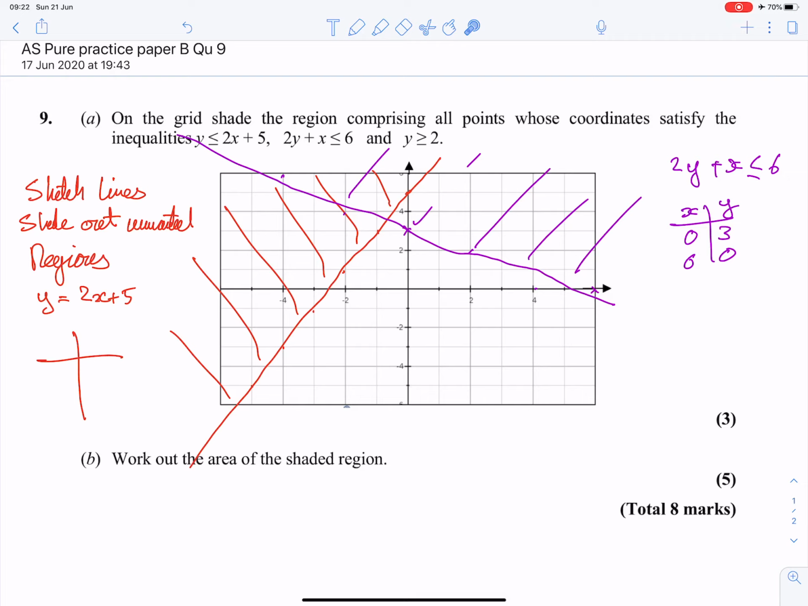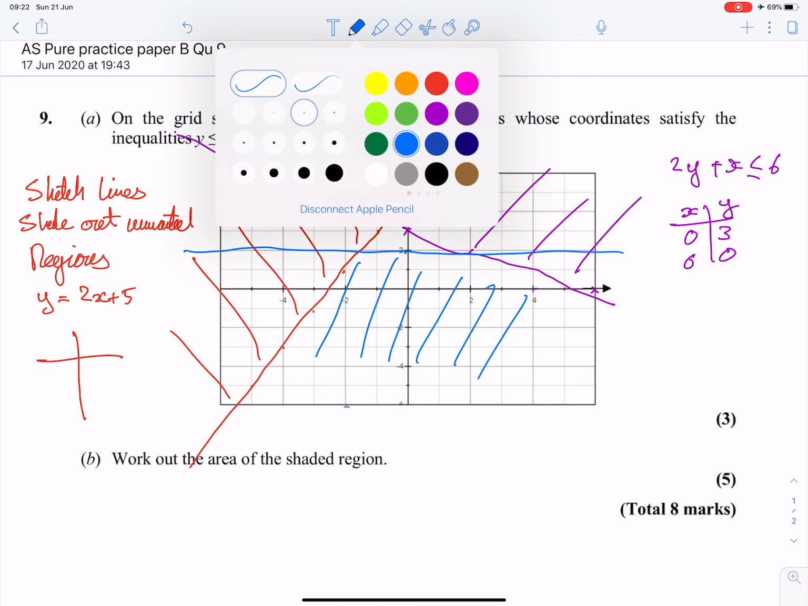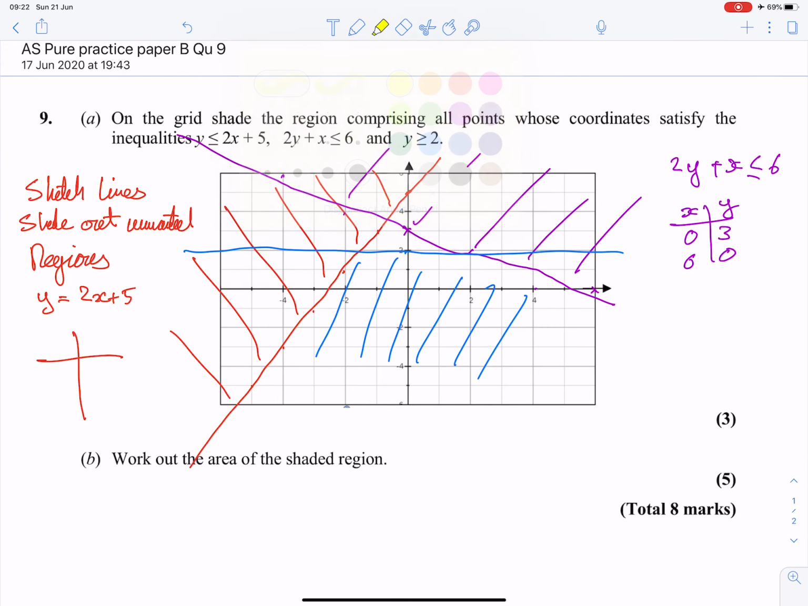Y is greater than or equal to 2. So y equals 2 is here. So the line that goes across is here. And we want the values that are greater than or equal to 2. So we're going to shade out a bit. So our wanted region, label it clearly. They've said shade it. Is this bit in here? I could make the highlight pen smaller, but you can see what I'm getting at. That section in there.